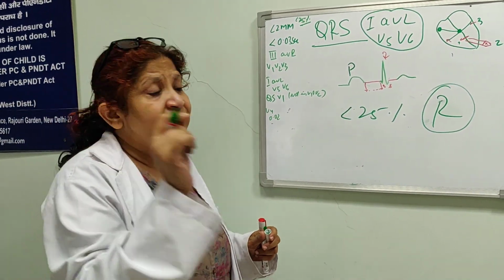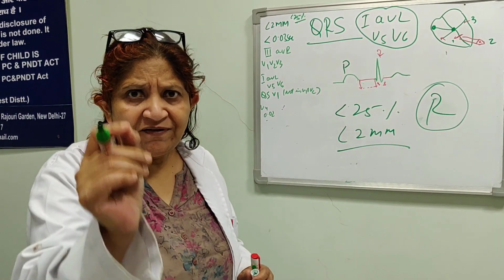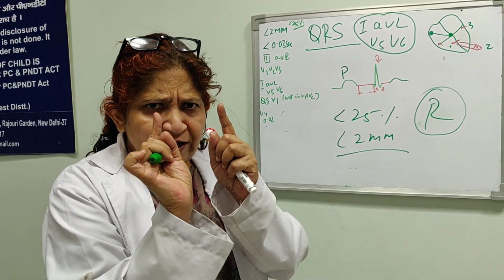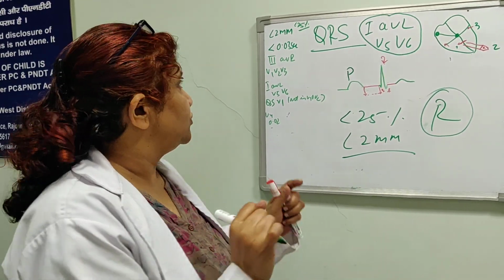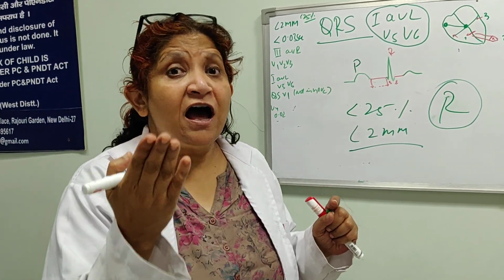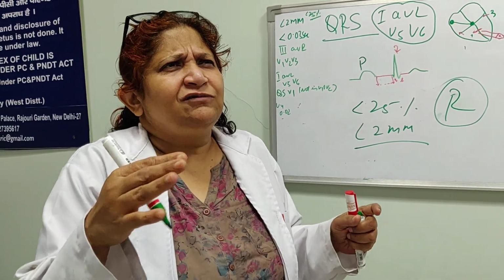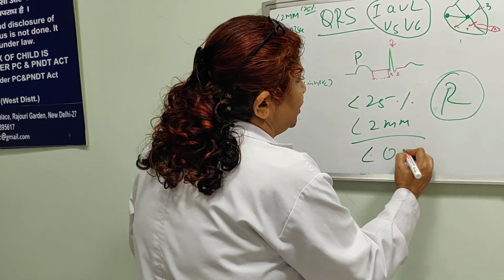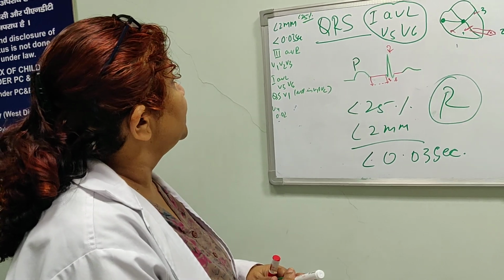Secondly, it should be less than 2 millimeter in depth, right? So it should be very small. And 2 millimeter means 2 small segments, but it should be very narrow. So it should be really less than 1 small segment. So 1 small segment is 0.04 seconds. It should be actually less than half of that small segment. So it should be around 0.02, 0.03. That's okay, but it should be less than that. So it should be less than 0.03 seconds in most of the leads, right?